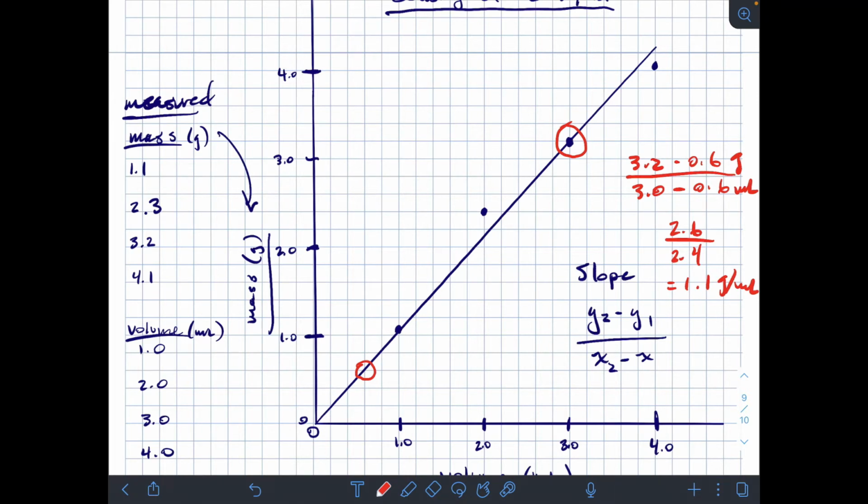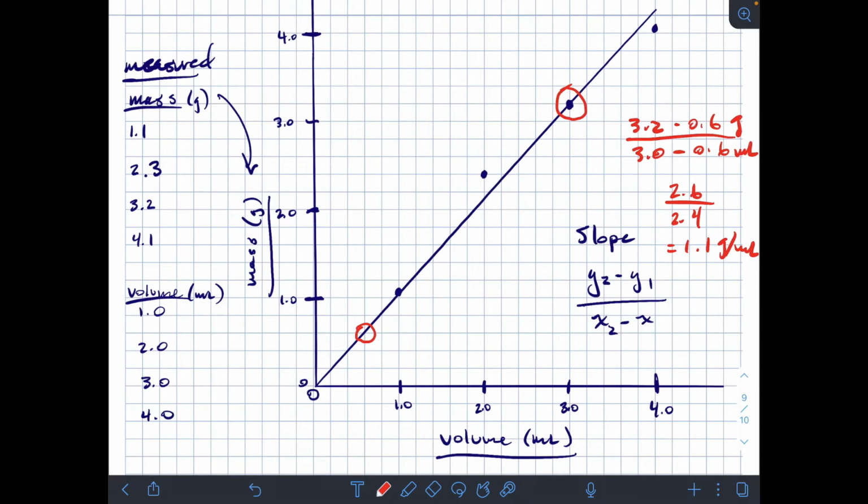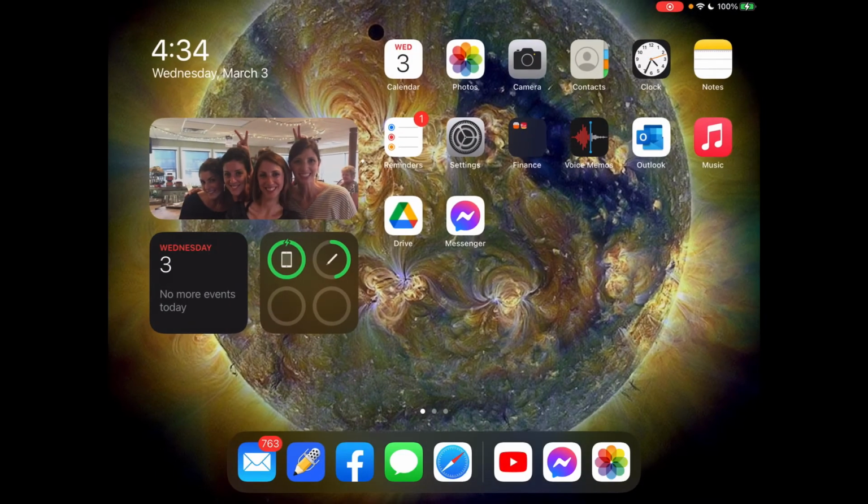I'm doing this to try to avoid some of the common mistakes that we see a lot on this particular activity. Now let's take a look at the activity itself.